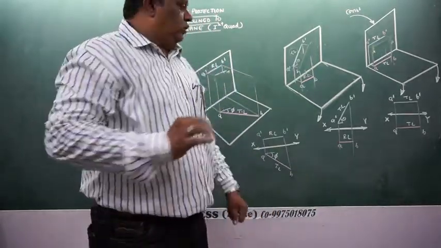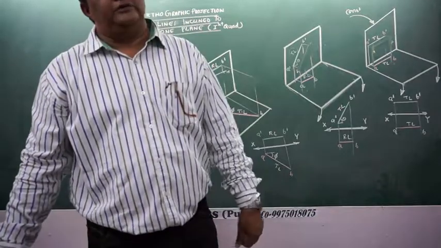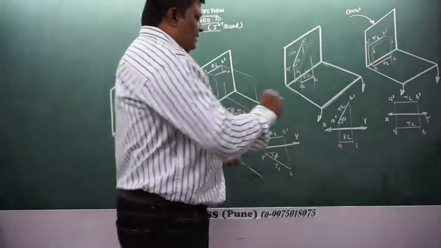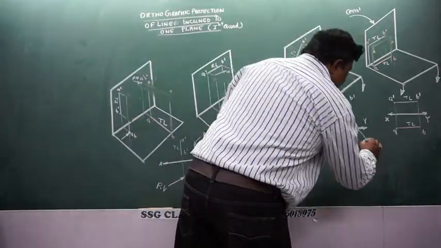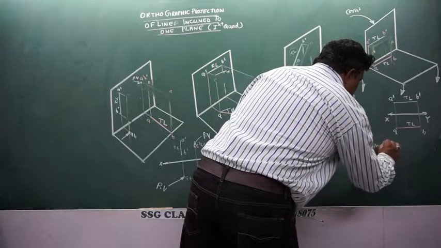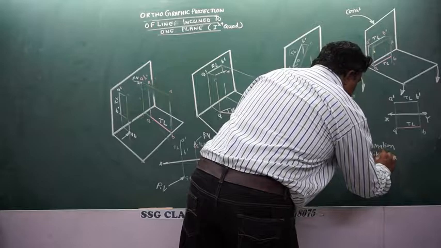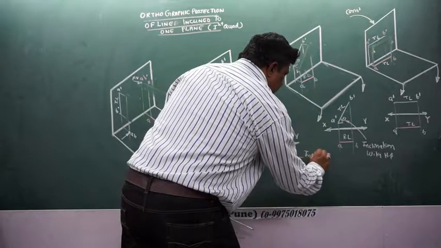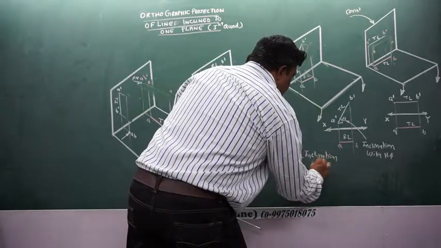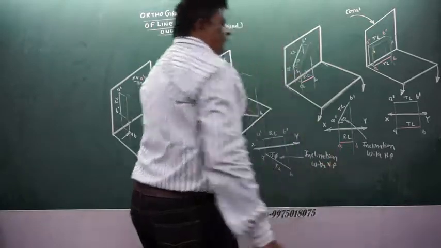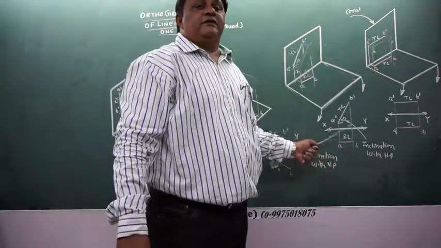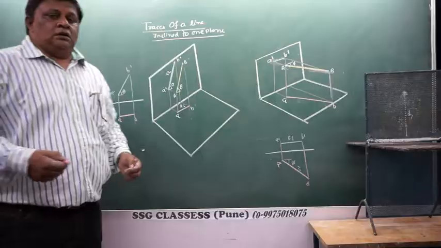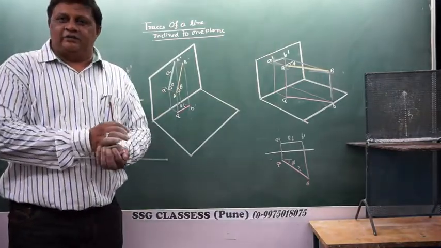Am I clear? So, if a line is parallel to XY line, the other view will always be of true length and true inclination, where theta is the inclination with HP, and phi is the inclination with VP. Rather, we call them true inclination with HP and true inclination with VP. Clear? Now we will be talking about the traces of a line.